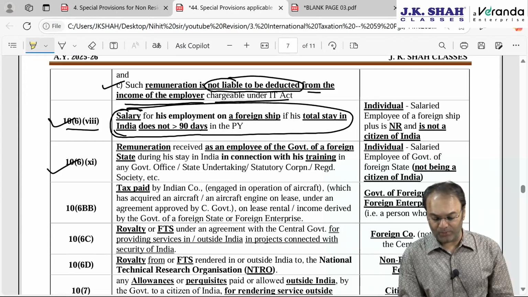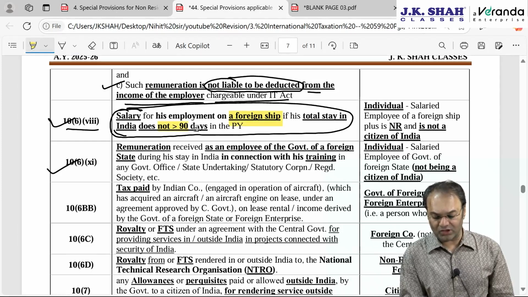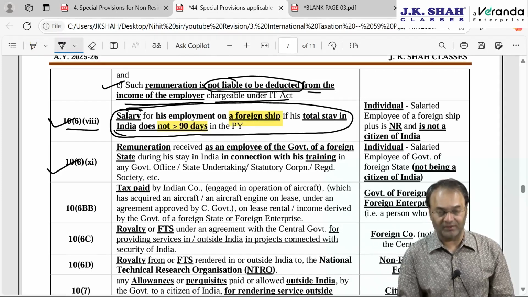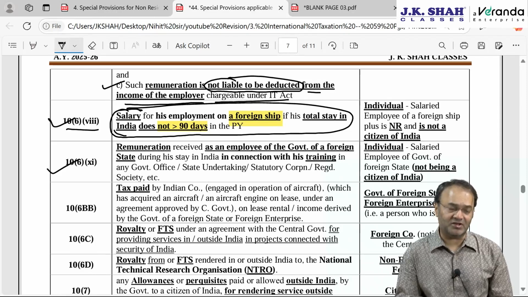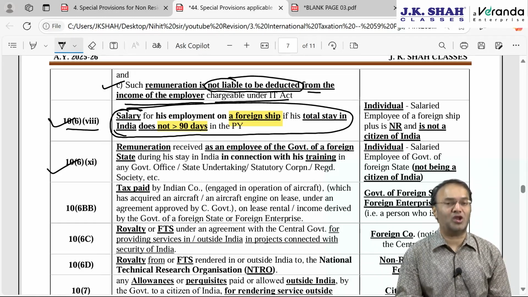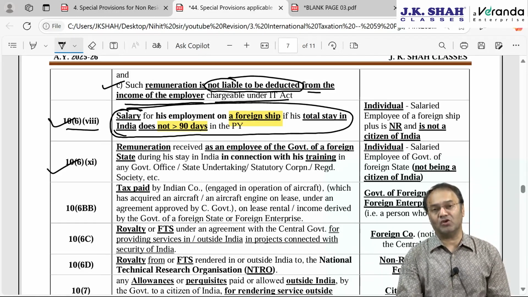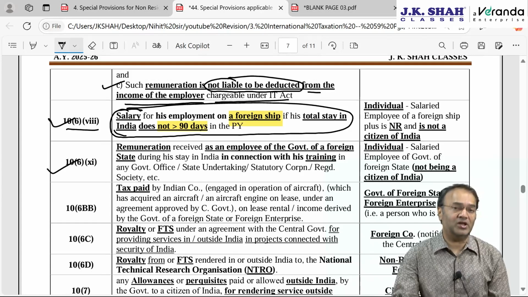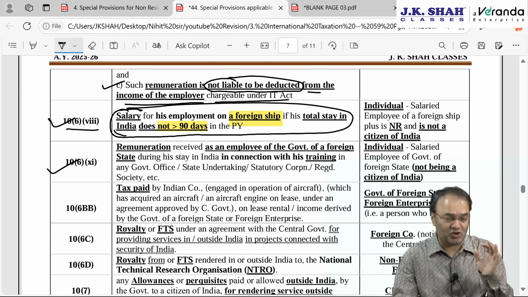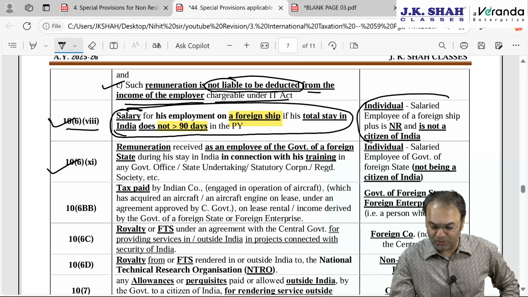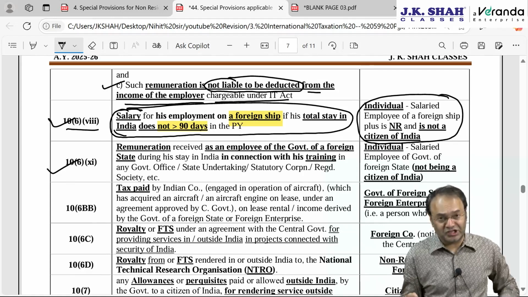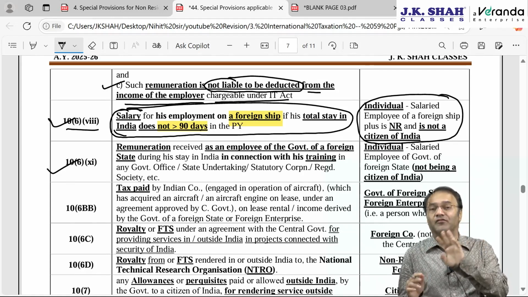Next is 10(6) subclause 8, salary for his employment on a foreign ship. Salary from employment on a foreign ship, provided total stay does not exceed 90 days in India. Here also, just like the previous subclause, the stay period in India should not exceed 90 days. Which employee are we talking about? Again, he should not be a citizen of India. Plus, he should be non-resident. He is an individual, a salaried employee of a foreign ship.